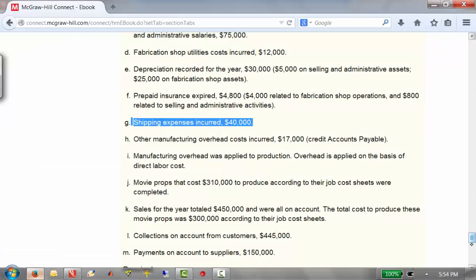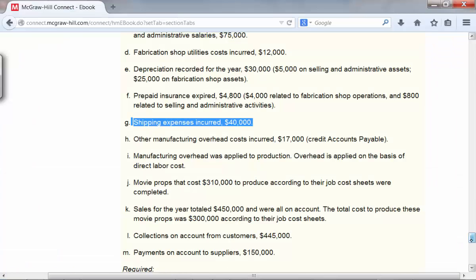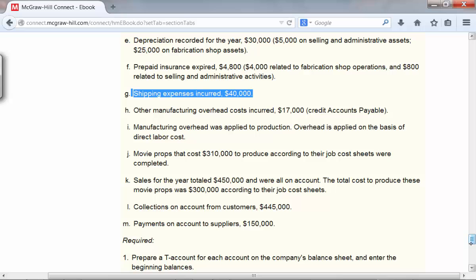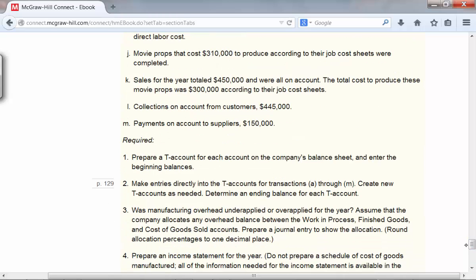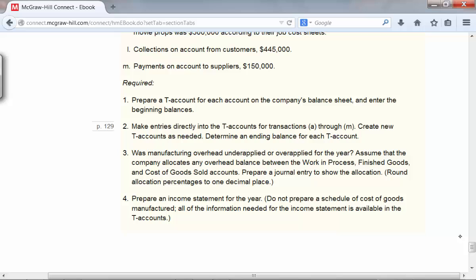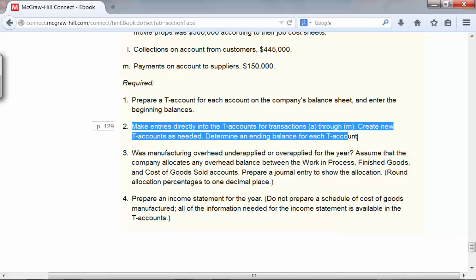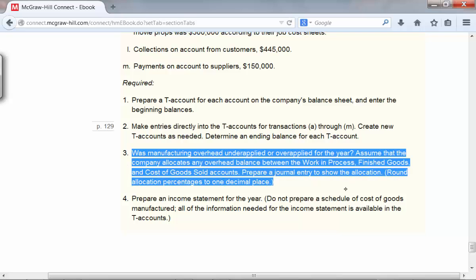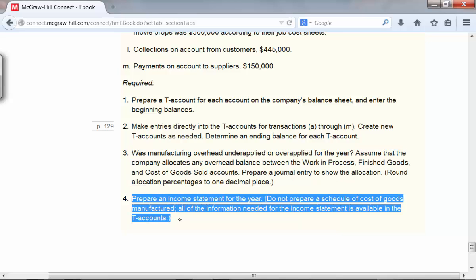In part 2 of this video, we'll go ahead and do parts H through M. We'll make the journal entries, and then we'll finish problem 2 here. We'll determine the ending balance in each of the T accounts. We'll do problem 3 and then problem 4. We'll figure out the under or over applied overhead, and we will prepare an income statement. So that's it for this video.